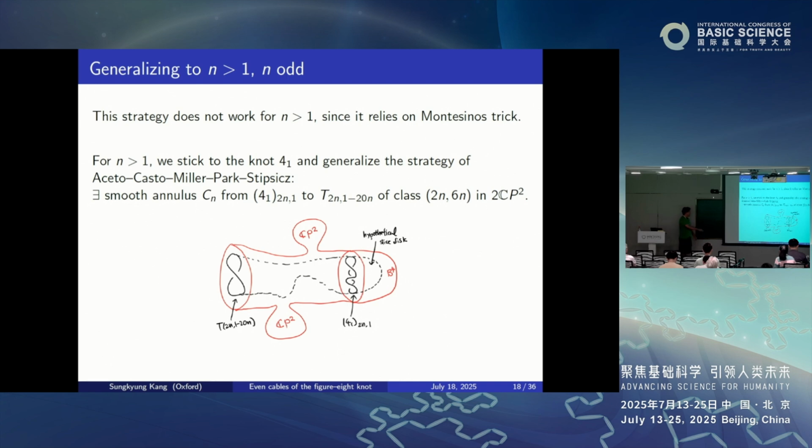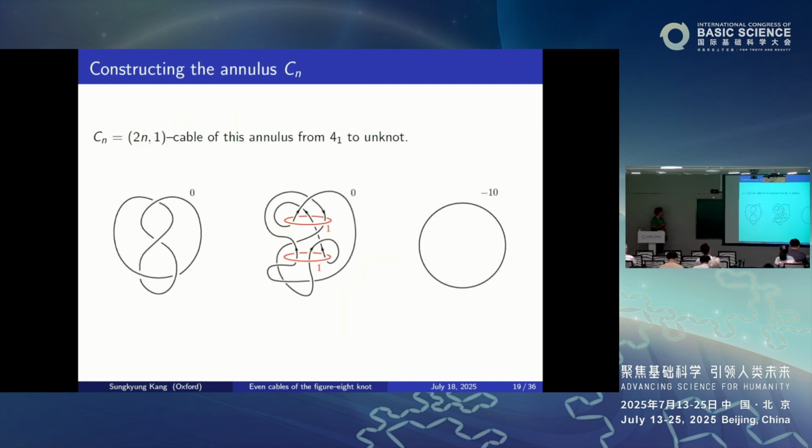And what you're going to do is first assume that this is smoothly slice. So you cap off this boundary with some hypothetical slice disk, and try to derive some contradiction.